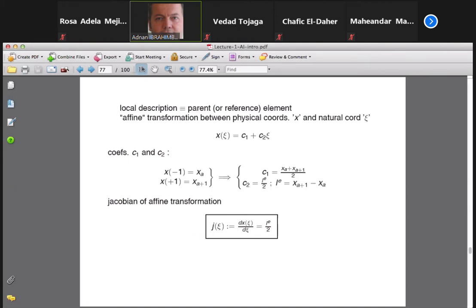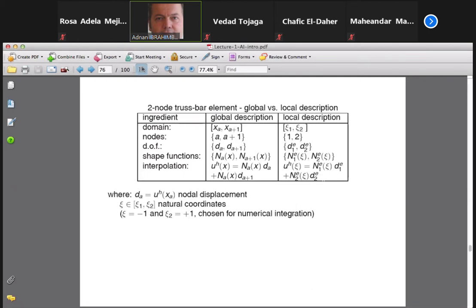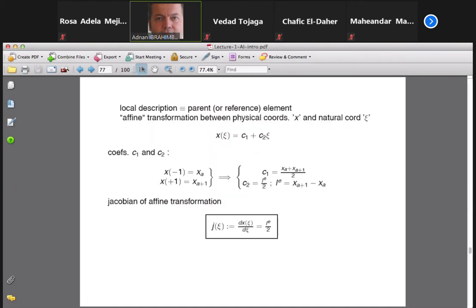So for the simple case of the two-node truss-bar element, the Jacobian is constant and basically gives us how we measure these types of distances. Now, we obtain simplicity in that each and every one of these elements can be represented in the same domain. But the complexity now is to obtain these shape functions. So what do we do? We have how x is defined as a function of xi.